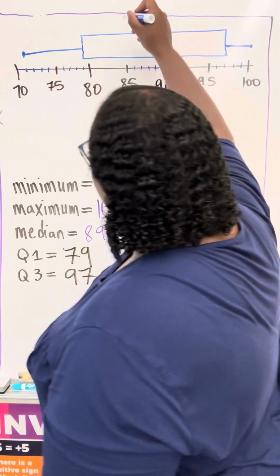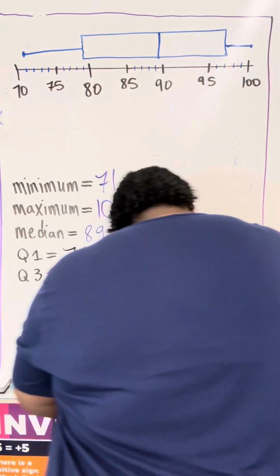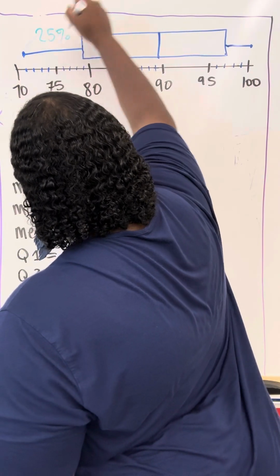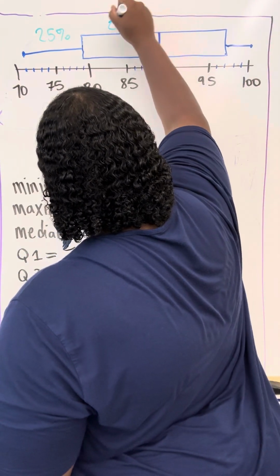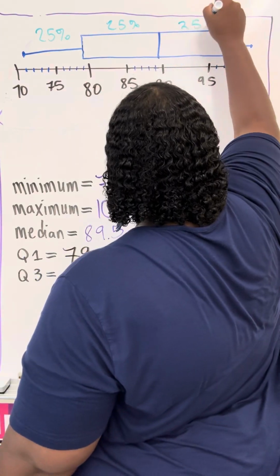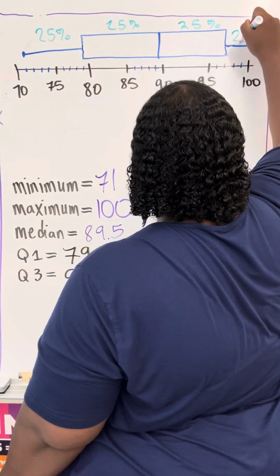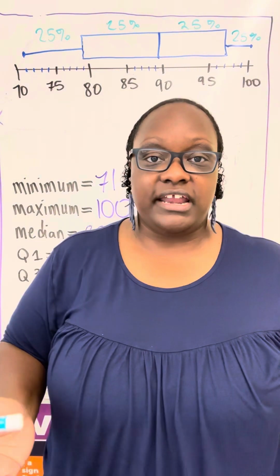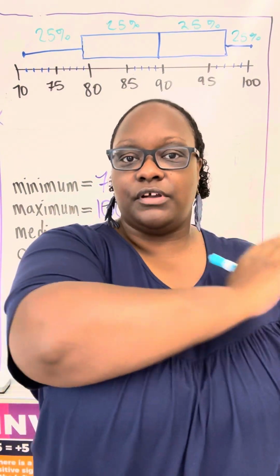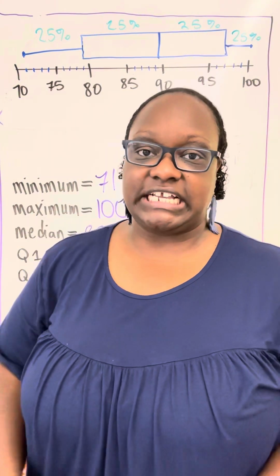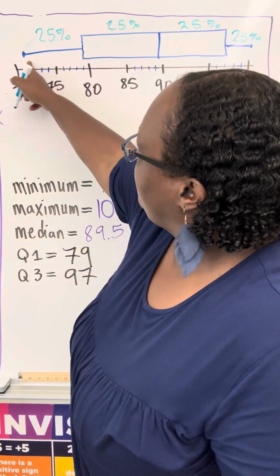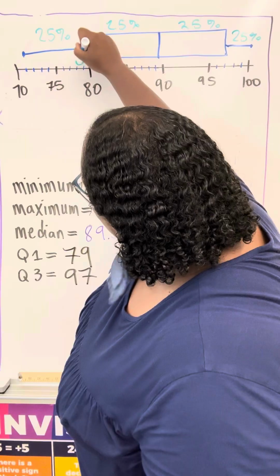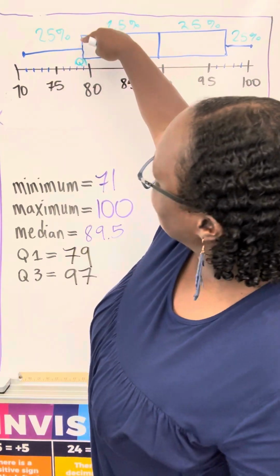So this is, let me use a different color, this is 25%, 25%, 25%, 25%. So this is showing all 100% of our data split up in different ways into 4 different sections. So this section right here is Q1, but we label Q1 right here because this is the end of Q1.